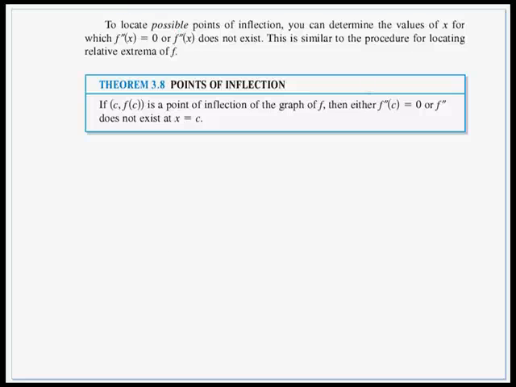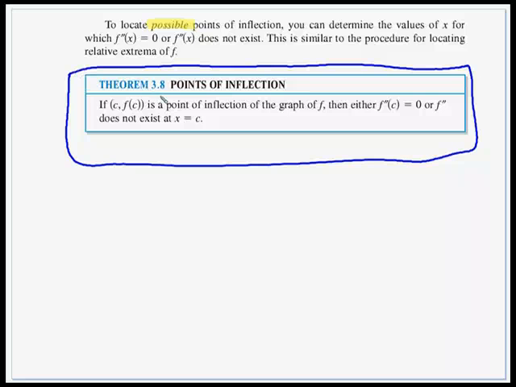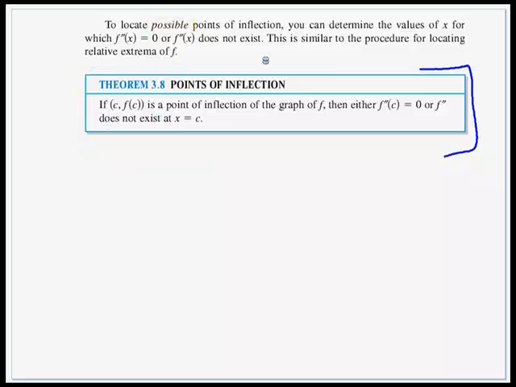So to locate possible points of inflection, you can determine the values of x for which the second derivative, f double prime of x, is equal to 0, or for which it does not exist. This is similar to the procedure for locating the relative extrema. So here is our theorem, theorem 3.8, points of inflection. If c comma f of c, that's just our x and y values, is a point of inflection of the graph of the function, then either the second derivative is equal to 0, or the second derivative does not exist at that given point.